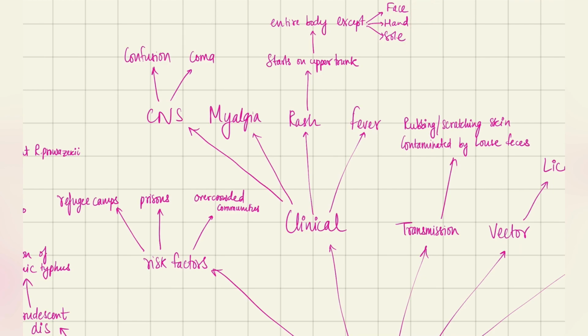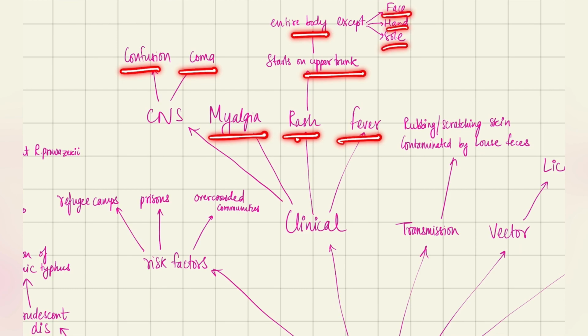So here we need to know that the rash starts on the upper trunk and it spreads on the entire body except the face, hand and sole. Clear? Next we'll have myalgia, and then we'll have CNS manifestations like confusion and coma. So clinically we have fever, rash, myalgia, confusion, coma. Rash characteristically starting on the upper trunk, spreading on the entire body except face, hand and sole.